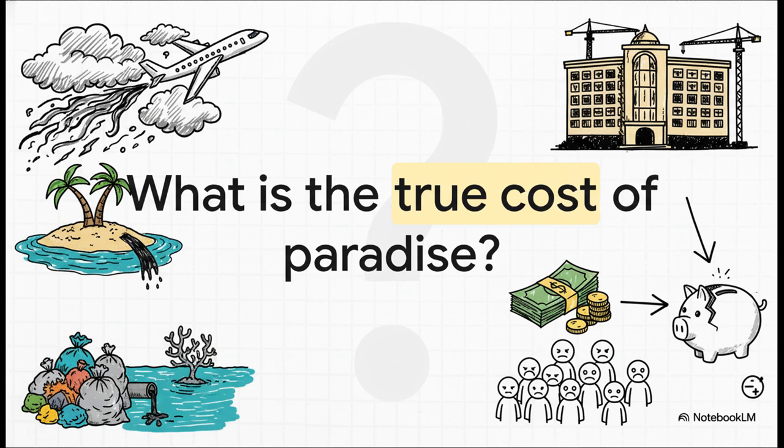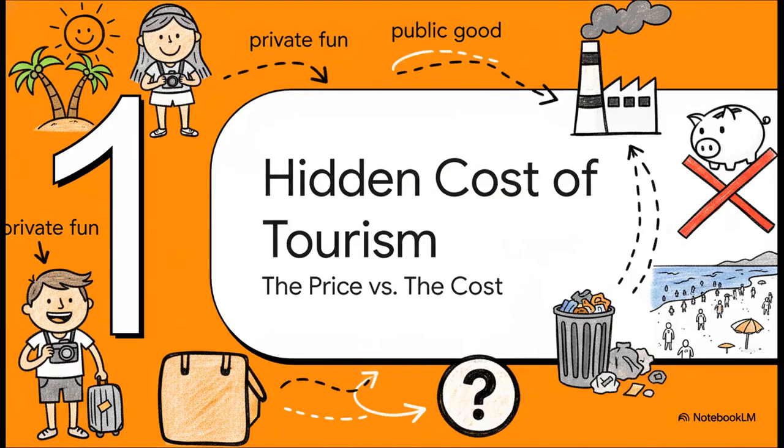Because, while you might know the price of your flight and your hotel, the total cost to the local environment and the community, that cost that isn't on any bill or invoice, is often much, much higher. And that gap right there is where market failure really begins. And that brings us right to the core problem we're going to analyze today, this idea of the hidden cost of tourism. This is a classic economic scenario.